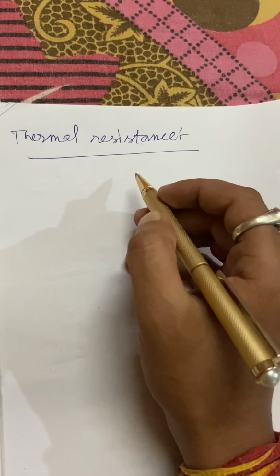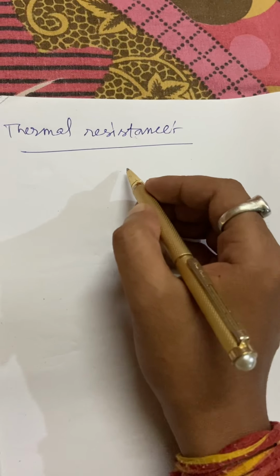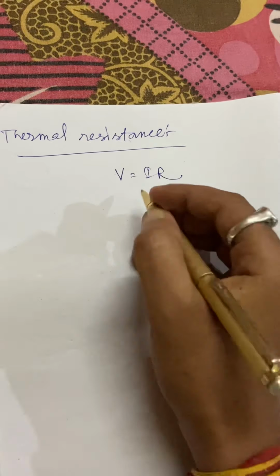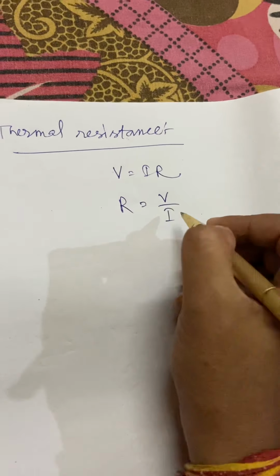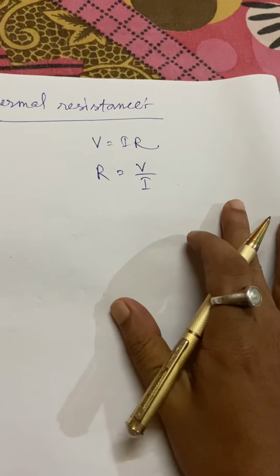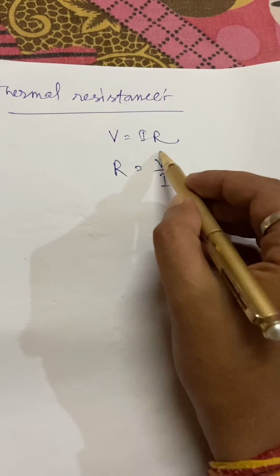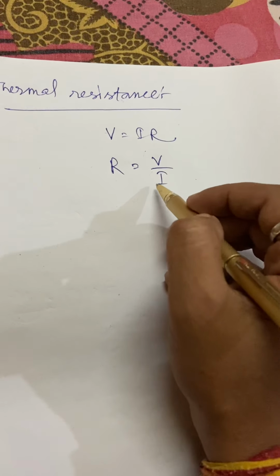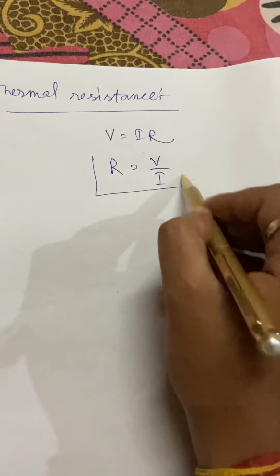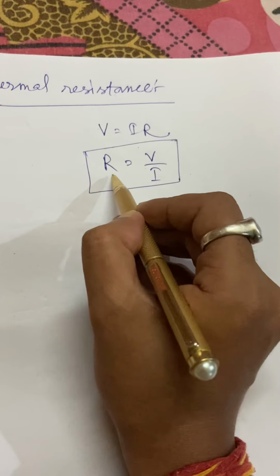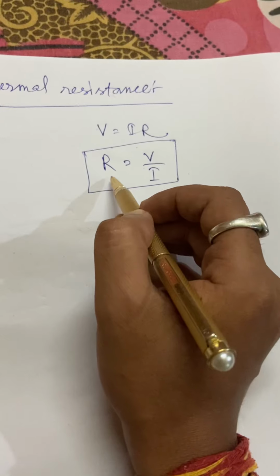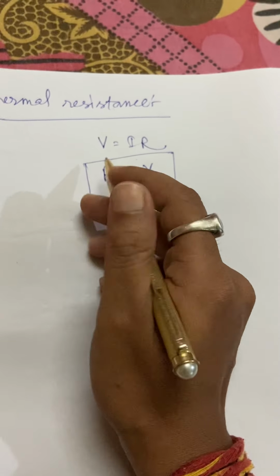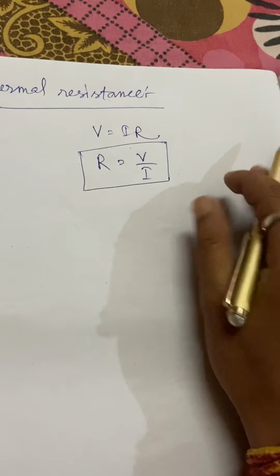And we already know Ohm's law, which is V equals IR and R equals V by I. So this is the ratio of potential difference between any two points in an electric circuit and the electric current flowing through it. So that's why this electrical resistance is defined. Okay, now we have to find out what is thermal resistance and what is the expression for thermal resistance.